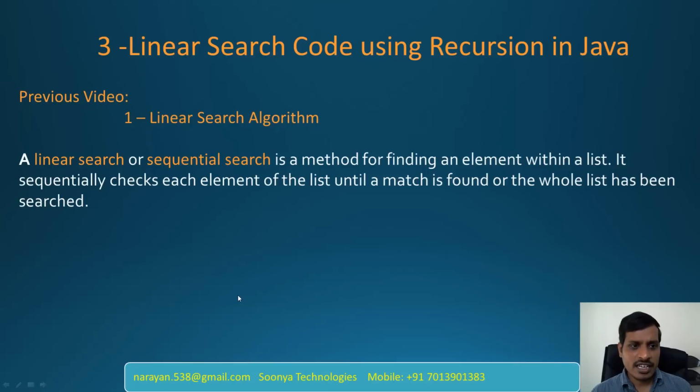What is the linear search algorithm? A linear search or sequential search is a method for finding an element within a list. It sequentially checks each element of the list until a match is found or the whole list has been searched. We'll discuss this algorithm using IntelliJ. Launch IntelliJ and create a Java application.